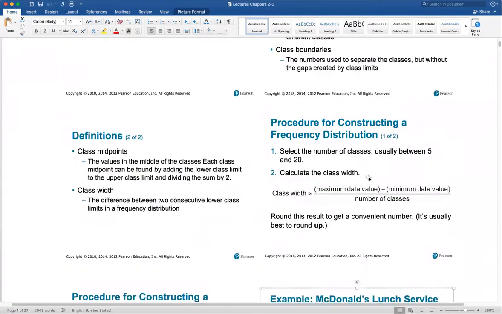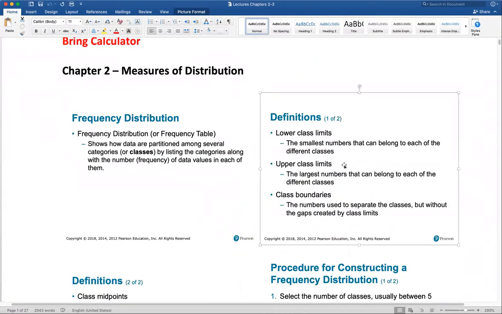So back to the slide here. The lower class limit is the smallest number that can belong to each of the different classes. The upper class limit is the largest number that can belong to each of the different classes. So what about class boundary? The numbers used to separate the classes, but without the gap created by class limits.